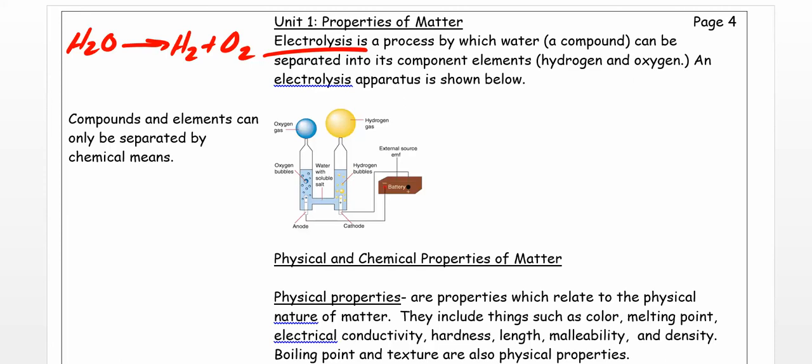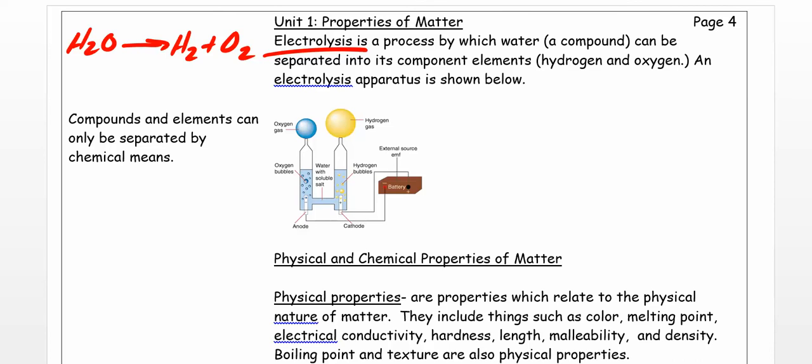So what I've done is I've used this process that's known as electrolysis to separate oxygen away from hydrogen. So this is a chemical separation as opposed to a physical separation. I'm taking a pure substance, in this case it's water, and I'm separating it into its component elements, hydrogen and oxygen.